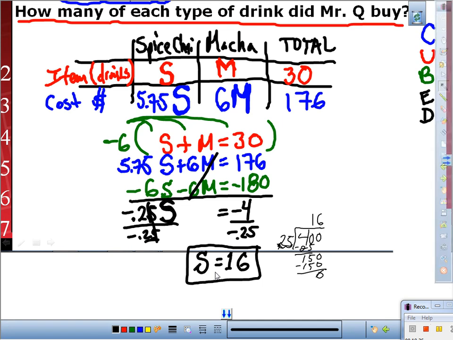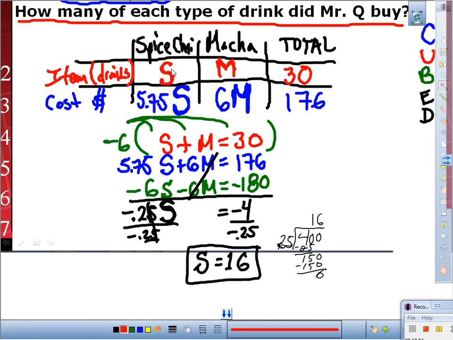30 minus 16 equals M. All right. So this means that I bought 16 spice chai teas, right? However, in your noodle, you already know that your noodle's doing something to find out how many of the matchas, right? But that's elementary stuff. I can ask elementary kids to figure out that. You need to use an equation. Look up to the screen. Which equation am I going to use to substitute back in there and finish solving for M?